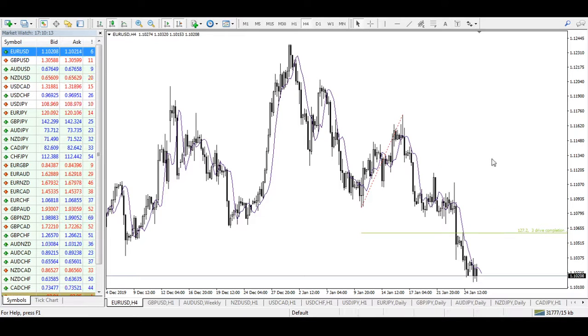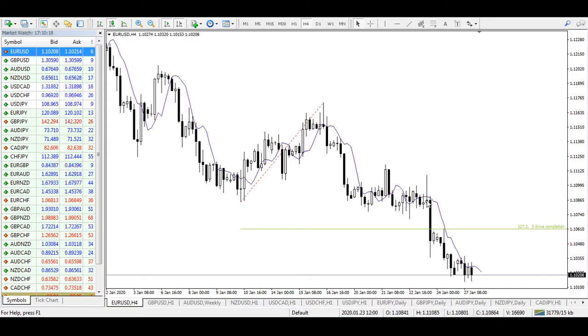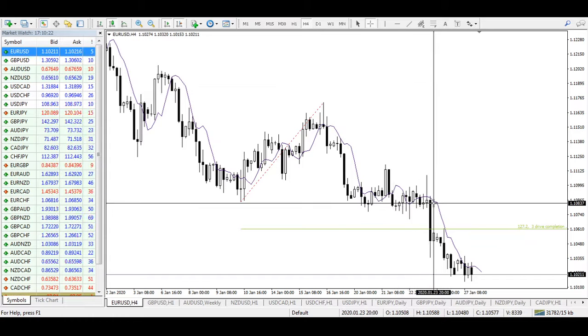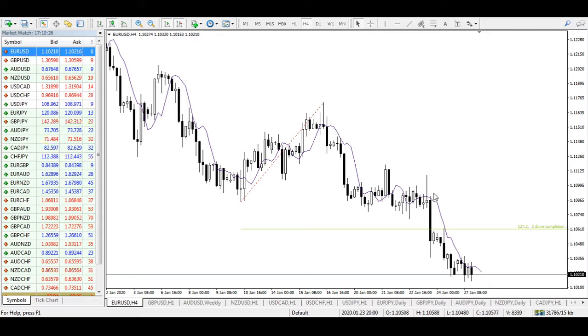If we look at the development after the ECB press conference, this was the initial spike to the upside, and this was a significant spike. I think it was almost 25 pips to the upside, and here we were expecting a little pullback before further continuation to this 127.2% completion point of the 3-drive, but that did not take place, and the market fell down.